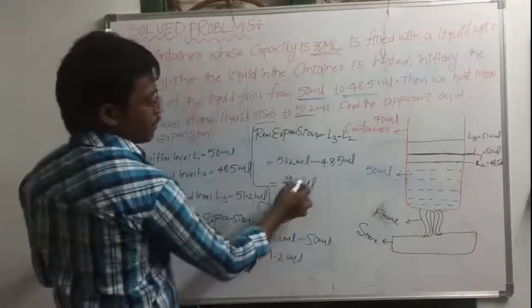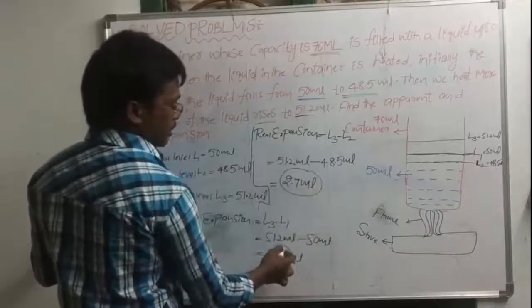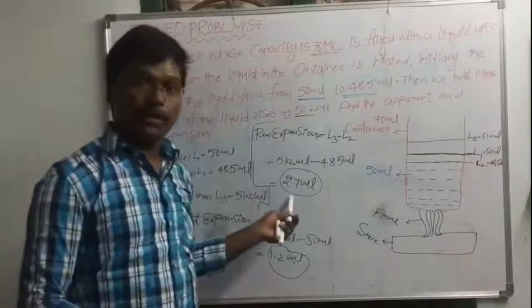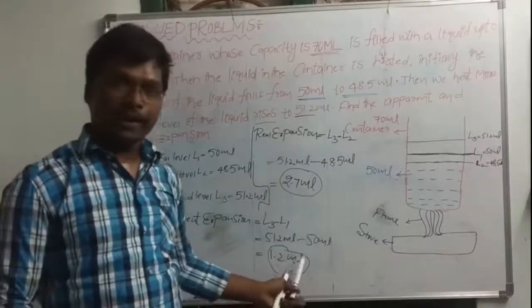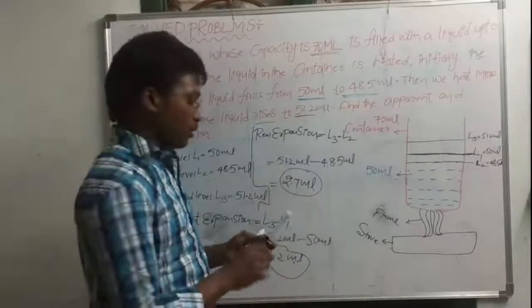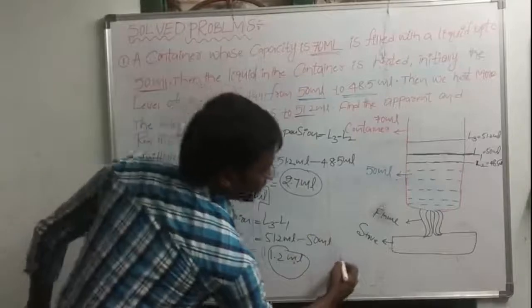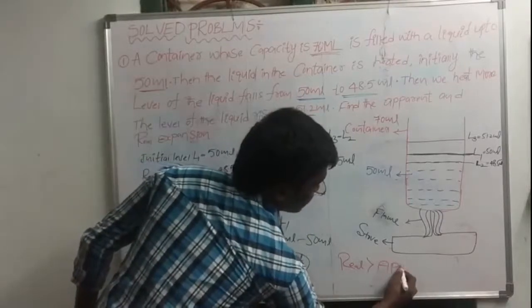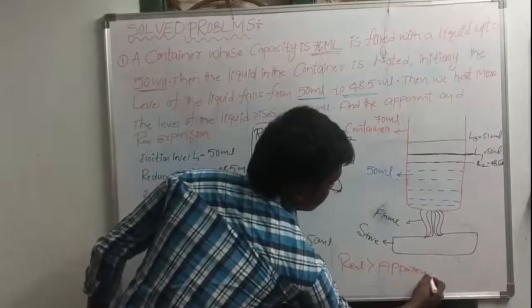You can observe this is the real expansion, this is the apparent expansion. So real expansion is 2.7, apparent expansion is 1.2. Which is more, 2.7 or 1.2? 2.7. So real expansion is more compared to apparent expansion.